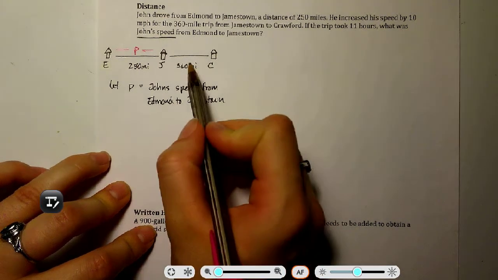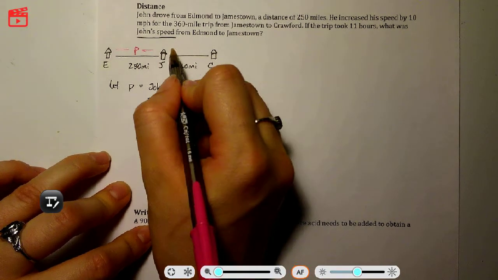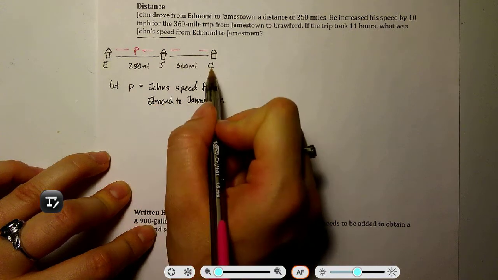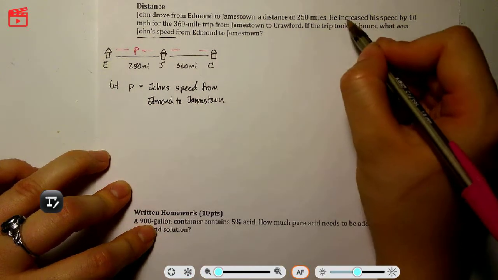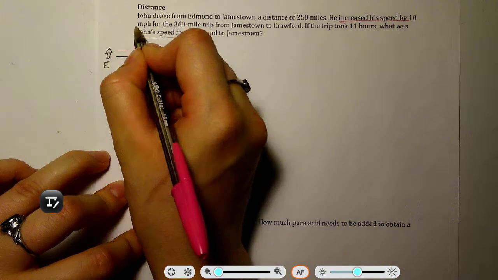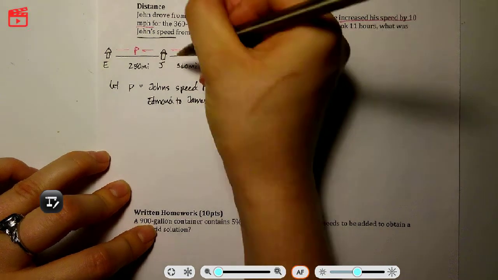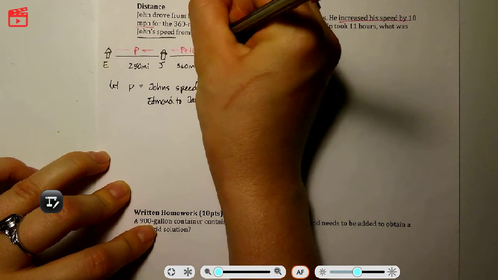So then what would his speed be here? Well, what does the story say? The story says when he was driving from Jamestown to Crawford, he increased his speed by 10 miles per hour. So increasing by 10, if you were driving 30 miles an hour and you increased 10 miles per hour, that would be 40 miles per hour. So you add P plus 10.